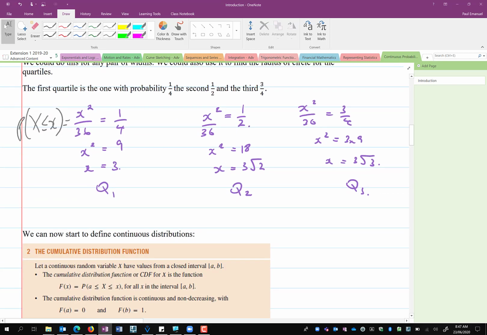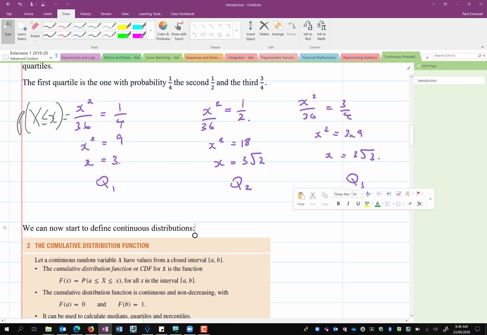You can do it for percentiles as well. Like if you want the 76th percentile, you set it equal to 0.76 or something.